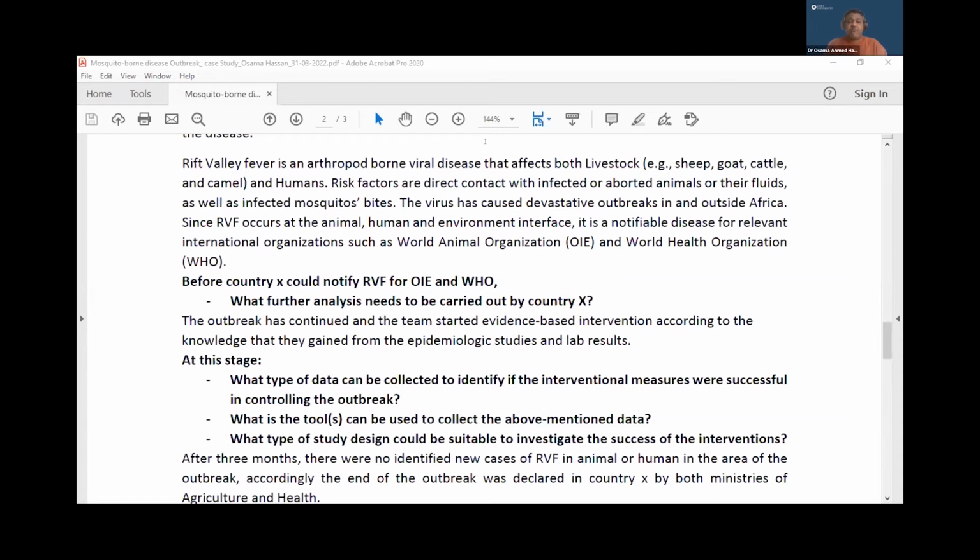After they get this confirmation from this reference lab of WHO and OIE, then we could notify WHO and OIE, saying, yes, we have had an outbreak of Rift Valley fever. This is applicable for all the other notifiable diseases. Okay, at this stage, yes, great. Yes, confirm it from the reference lab, absolutely.